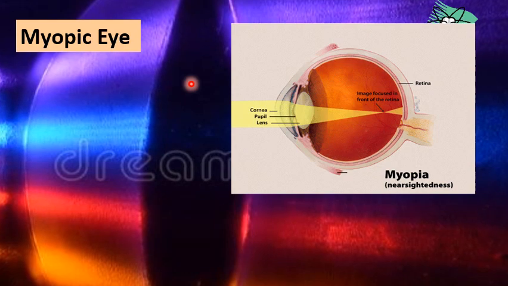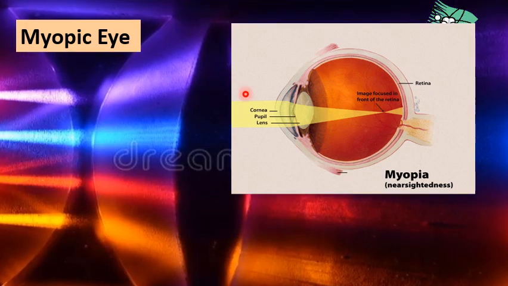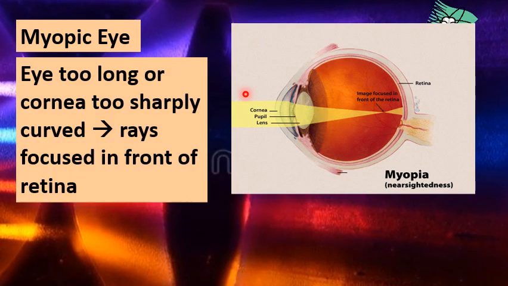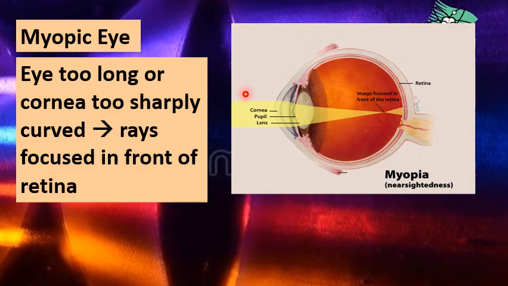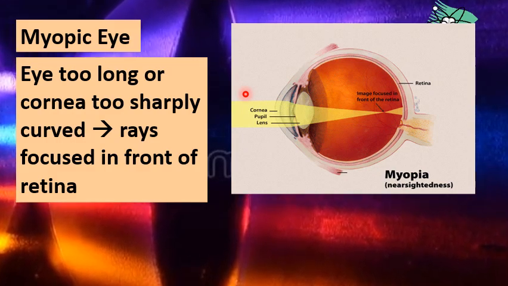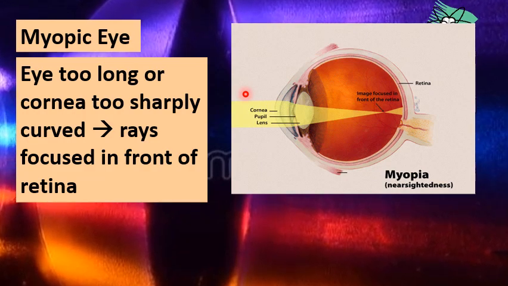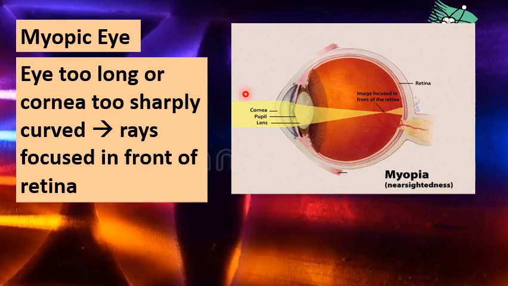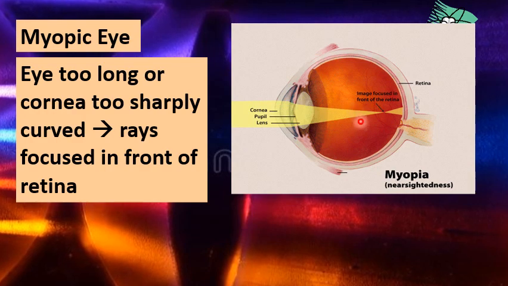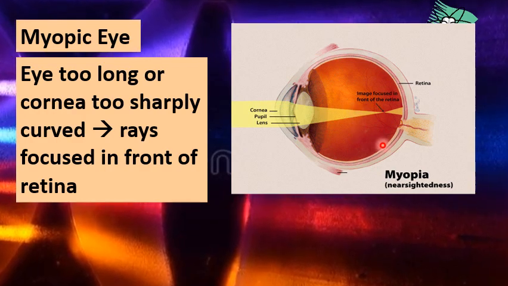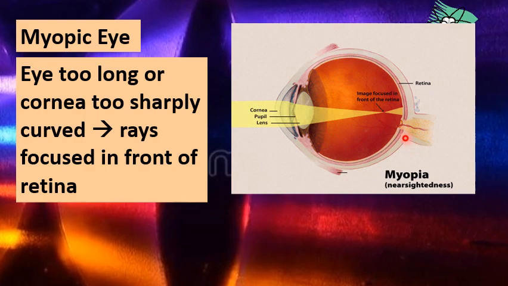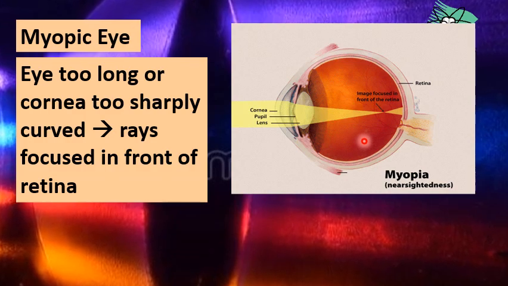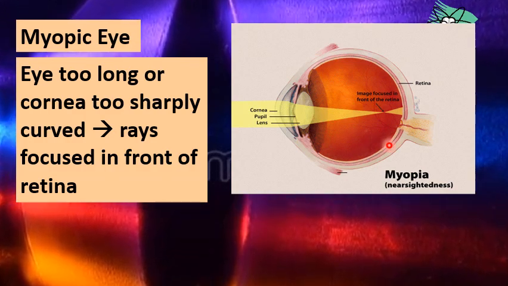So, in a myopic eye, we say that the eyeball is relatively long, or that the cornea is too sharply curved. So this causes the rays from a distant object to be focused in front of the retina, right? Instead of exactly on the retina. It is focused in front of the retina. So that's why the image is not sharp.